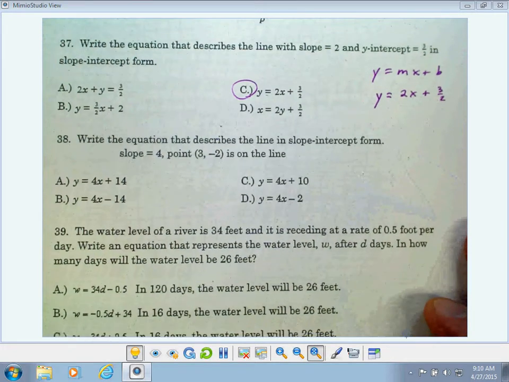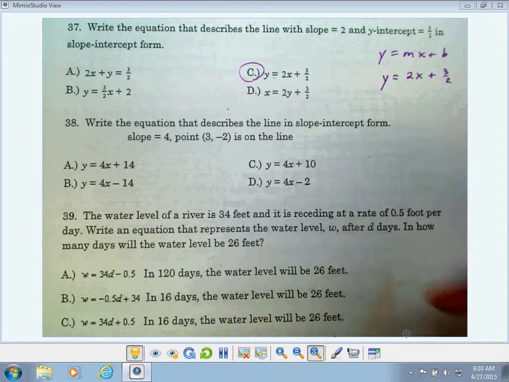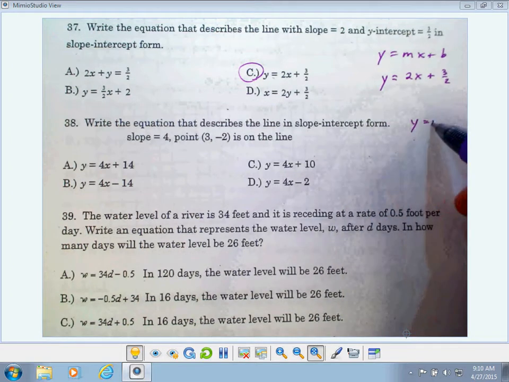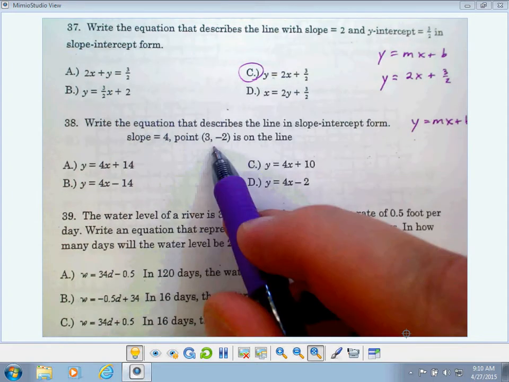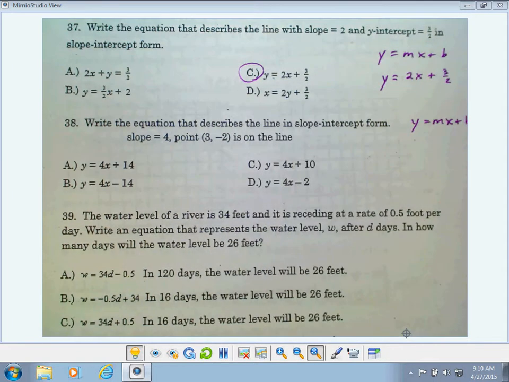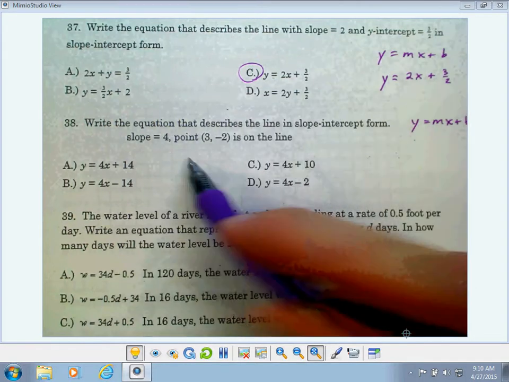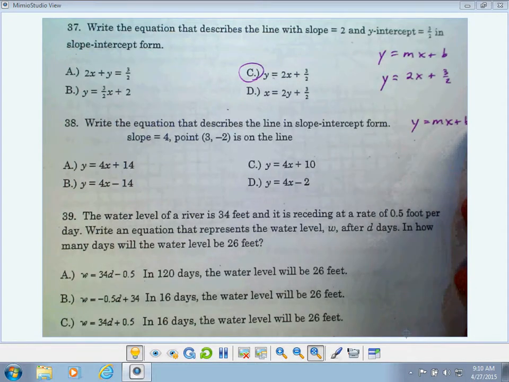Number 38 says, write the equation that describes the line in slope-intercept form, so the same kind of thing. But they give you the slope, and they tell you that the point (3, -2) is on the line. So in this problem, we would know that m is 4, but we still need a y-intercept. We don't have that yet. So there's a couple ways you could go about this problem.